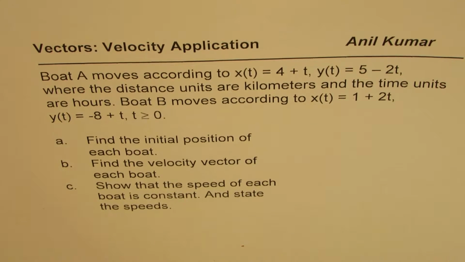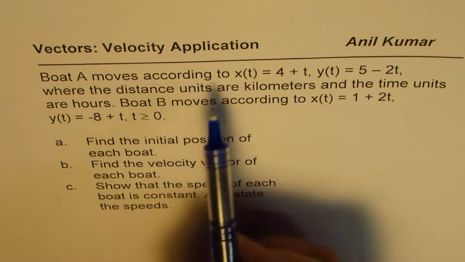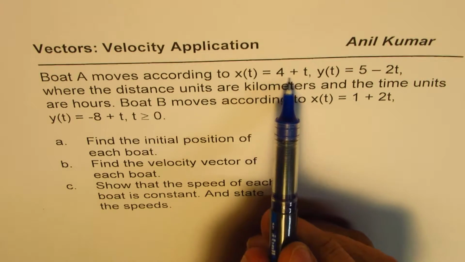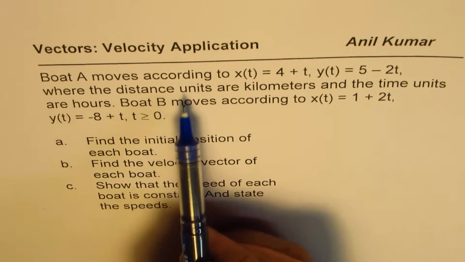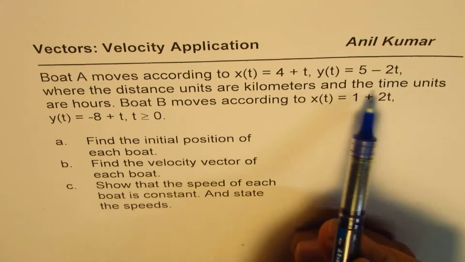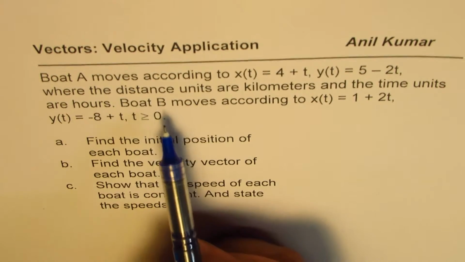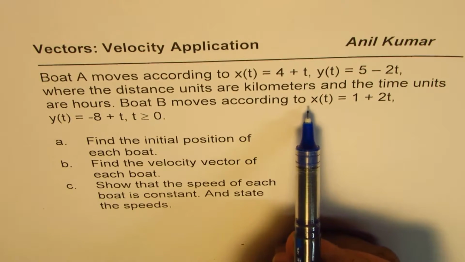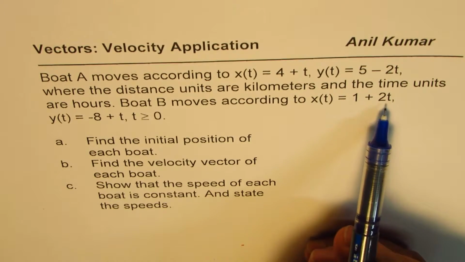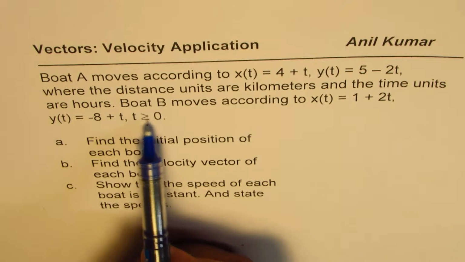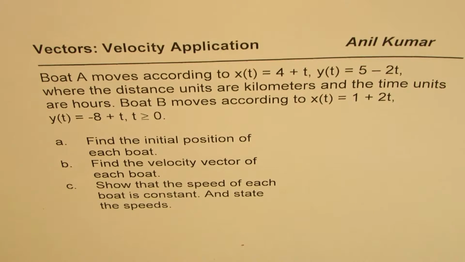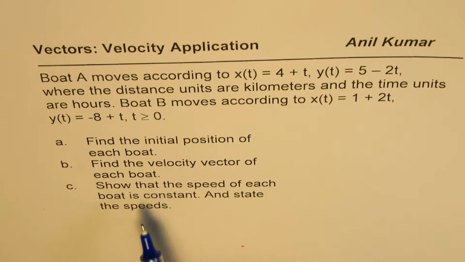The question here is, boat A moves according to x of t equals 4 plus t, y of t is 5 minus 2t, where the distance units are kilometers and the time units are hours. Boat B moves according to x of t equals 1 plus 2t, and y of t equals minus 8 plus t, where t is greater than or equal to 0. Now this question has many parts. I am taking 3 first and then we'll continue in the second part of the video.